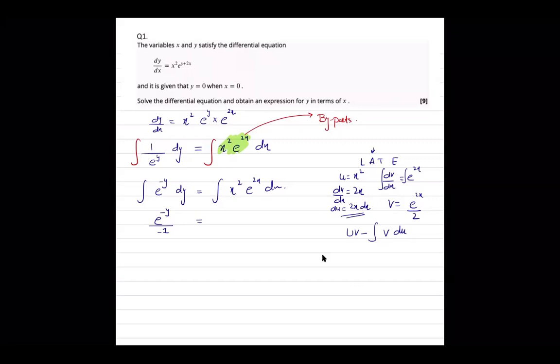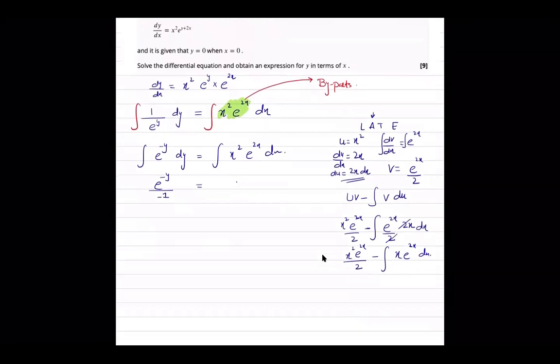I'm doing the working on the left hand side, then I'm going to copy down the results over here. u is x square, v is e to the power of 2x upon 2, minus the integral of v, which is e to the power of 2x upon 2, du is 2x dx. 2 and 2 cancel out, so I get x square e to the power of 2x upon 2 minus the integral of x e to the power of 2x. What do I do now? After this step, what do I do?